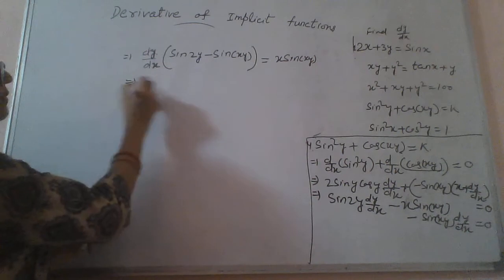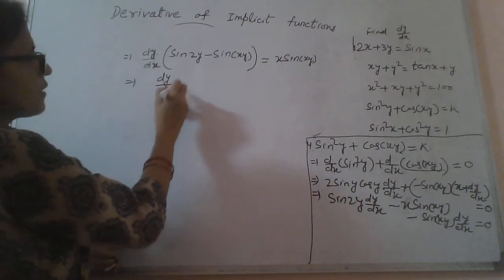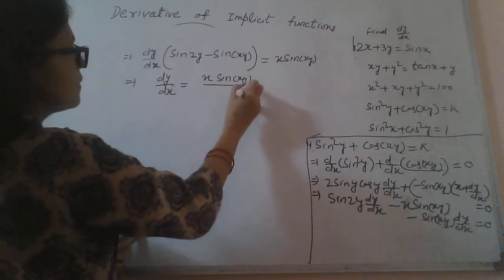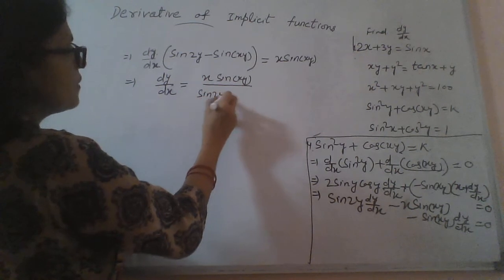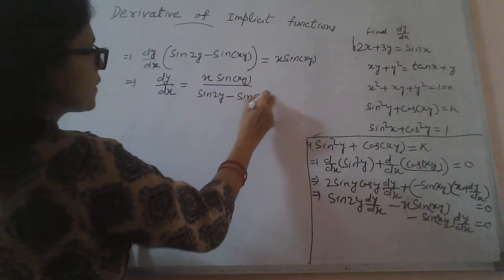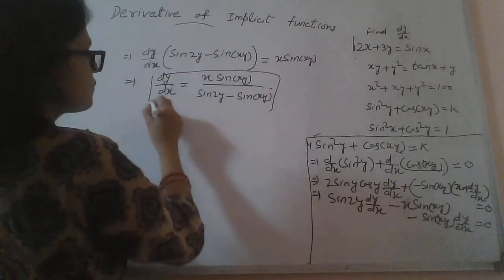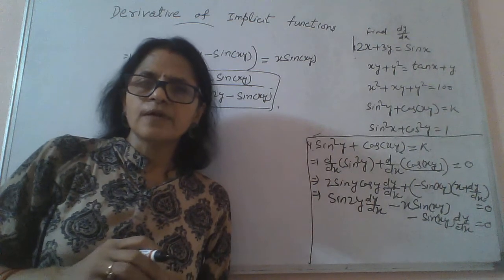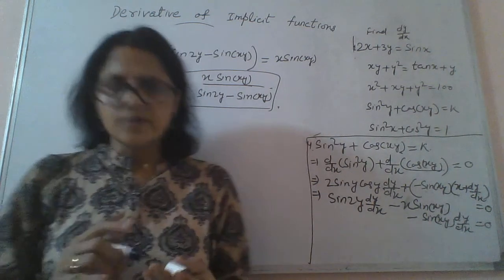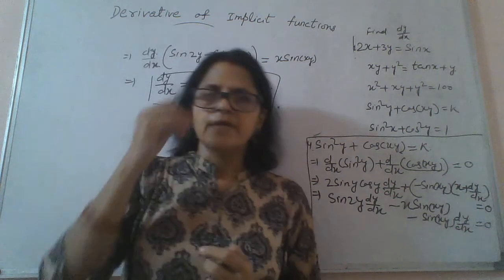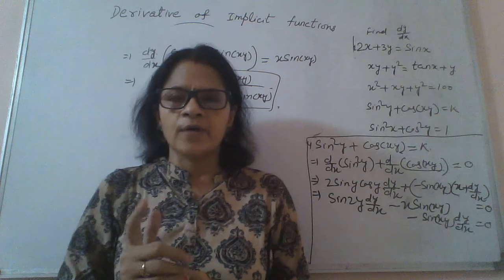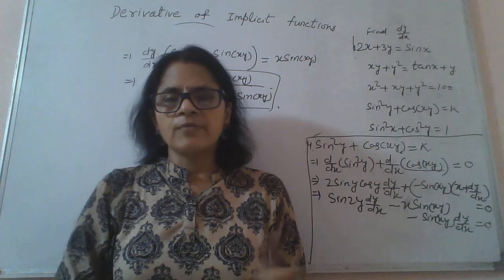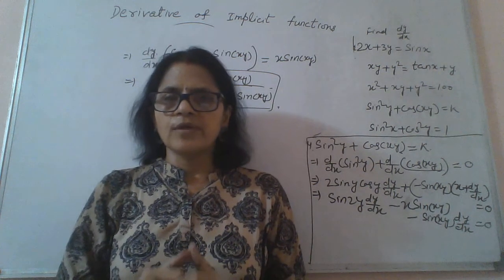Okay, so dy by dx equal to x into sin xy by sin 2y minus sin xy. Okay, so this is dy by dx. So is it very difficult? Differentiation of implicit functions is not very difficult. What you could have observed by this time, first thing is we are not taking any new formula. Whichever formula, whichever concept we have already been using, those things only we are using here.